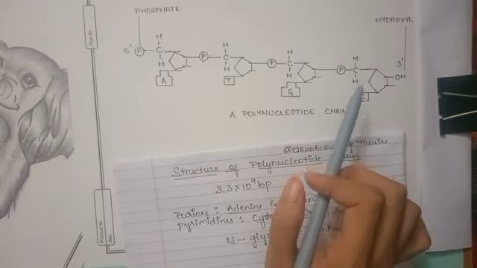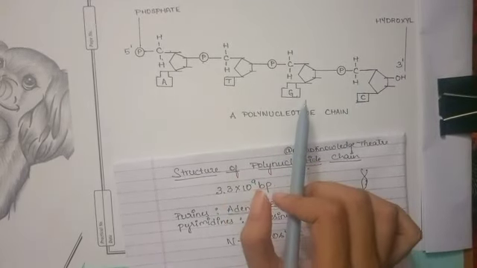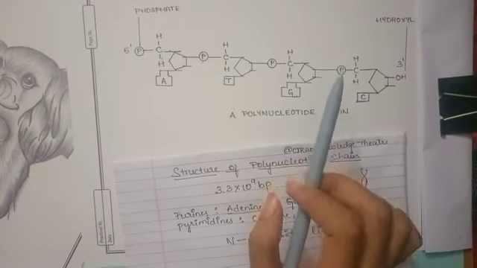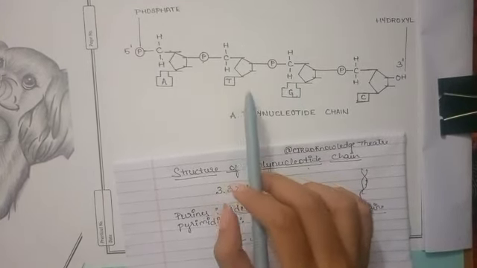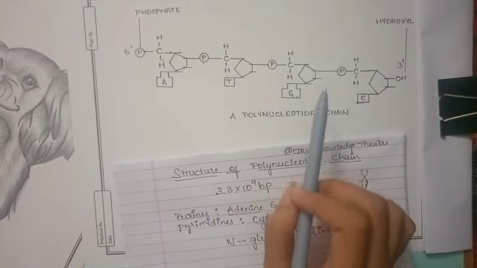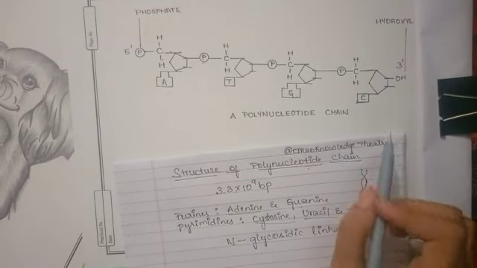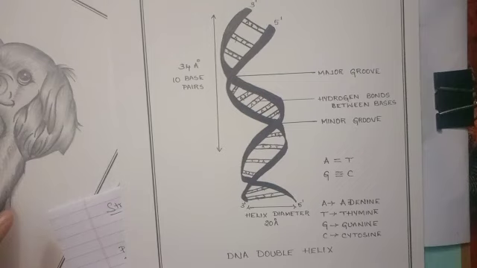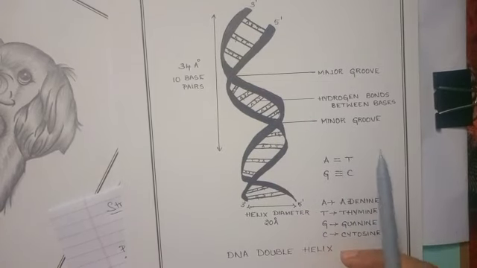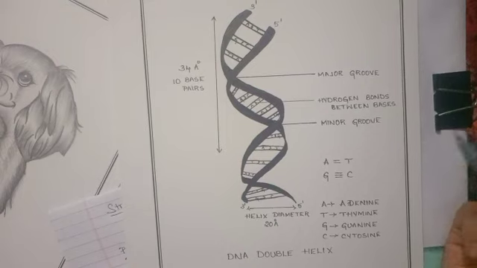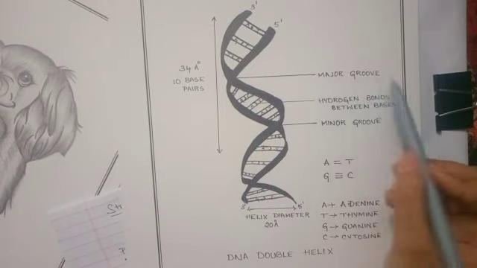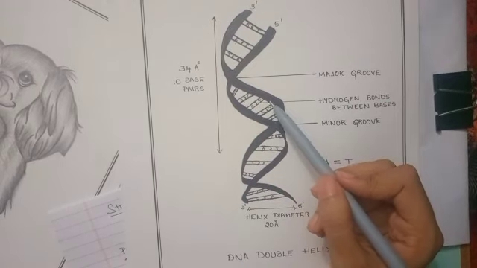The backbone in a polynucleotide chain is formed by the sugar and phosphate. The nitrogenous bases are linked to the sugar moiety and project from the backbone. Here is the double helical structure of DNA. I'll explain it in a later class. The hydrogen bonds are between the bases.